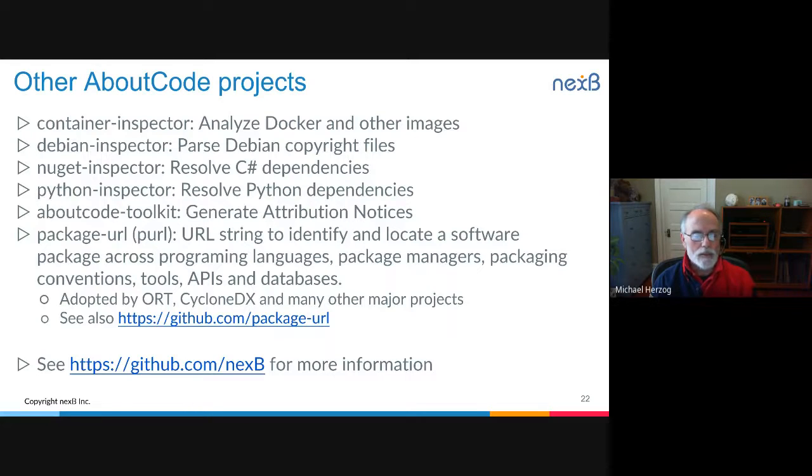Container Inspector is a specific tool for Docker and other images. Debian Inspector for Debian packages. NuGet Inspector for NuGet, C#, Python for Python. You can see the pattern here, particularly the ones with the dependencies.